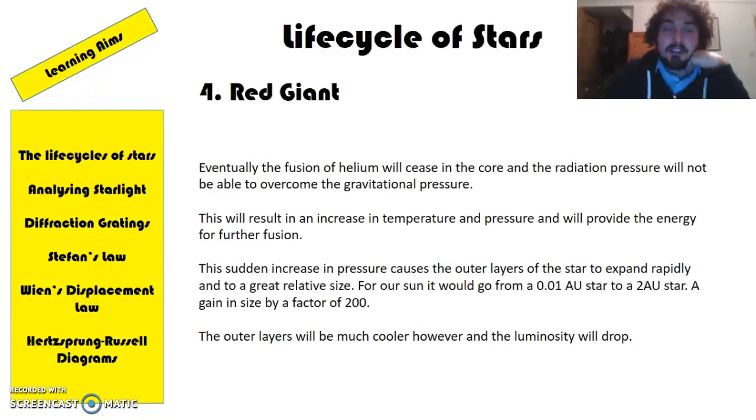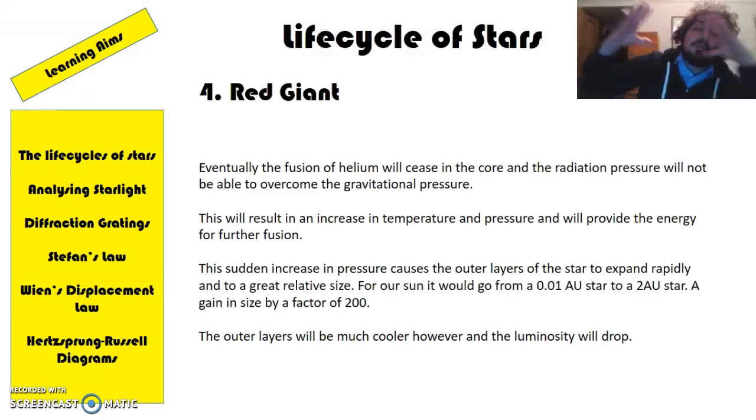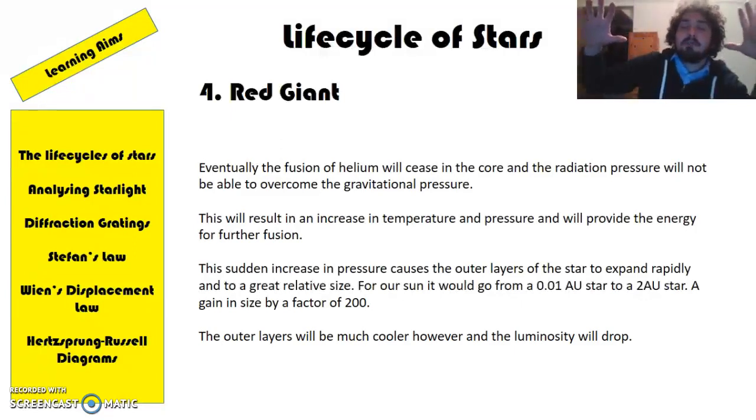You can become a red giant. Eventually, when the fusion of helium ceases in the core and the radiation pressure is unable to overcome the gravitational pressure, that results in collapse. Right, and that sudden increase in pressure can cause the outer layers to expand. So it falls in, there's a sudden increase in pressure, it gets that extra burst of fusion, which causes a resistive push, and it eventually stabilizes at a much bigger surface area than it previously was.